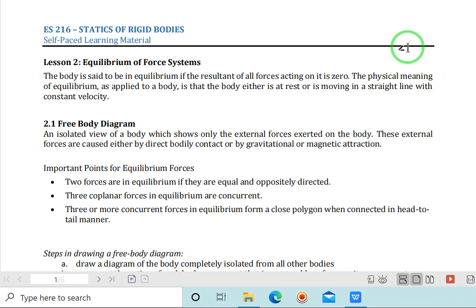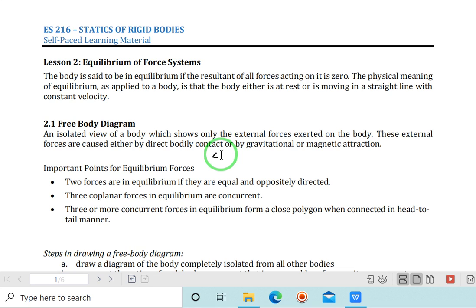Now the physical meaning of equilibrium as applied to a body is that the body either is at rest or is moving in a straight line with a constant velocity. Now to properly deal with forces, you need to draw the free body diagram. And what is this free body diagram? It is an isolated view of a body which shows the external forces exerted on that particular body.